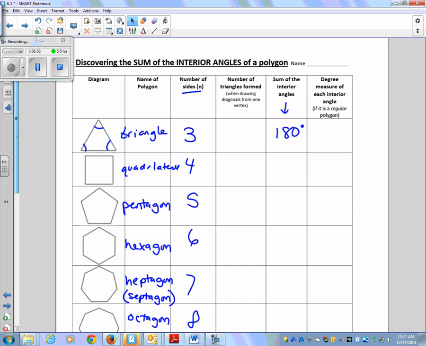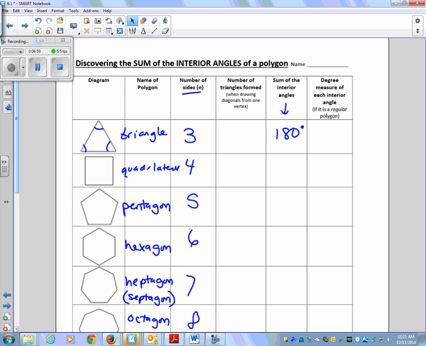Okay, so back up to here. The task we have here is to draw the diagonals from one vertex and see how many triangles are formed. Why? Because we know the interior angles of a triangle add up to 180. So we're going to use that to figure out the rest of these. In a triangle, if I start at one vertex and draw diagonals, how many diagonals could I draw? None. The only vertex to go to is a consecutive one. So there's no diagonals here. So there's just one triangle in this diagram.